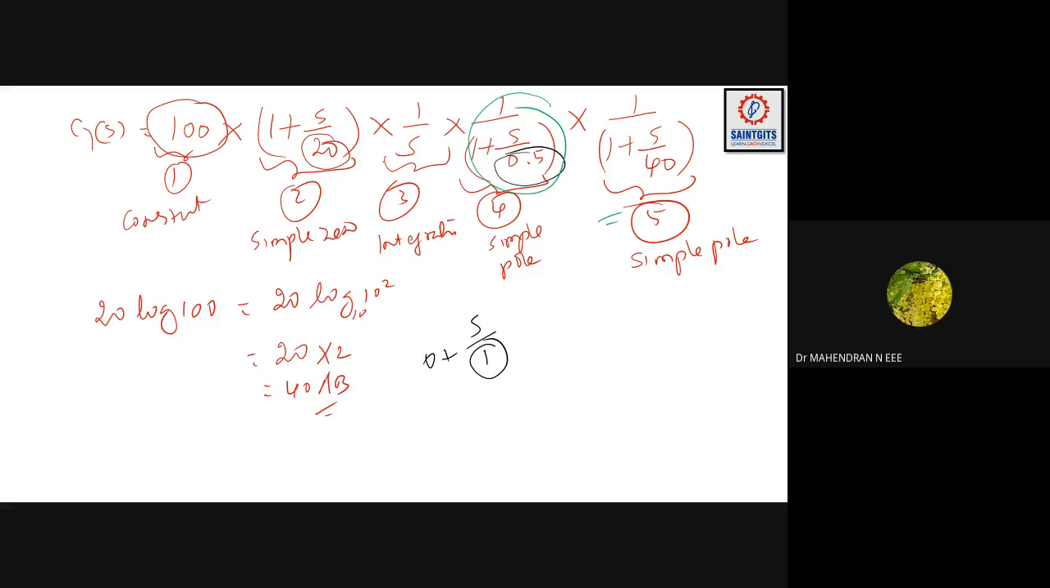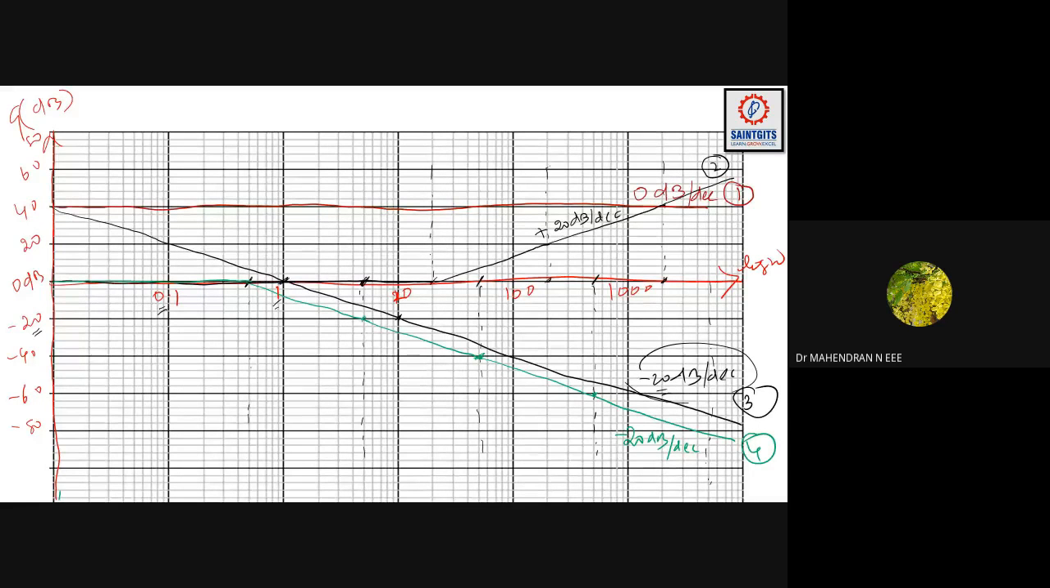Then the fifth term, 1 divided by 1 plus s by 40. 40 is your corner frequency. Where is 40? 10, 20, 30, 40 here. This is 40, and 400: 100, 200, 300, 400 here, and 4000: 2000, 3000, 4000 here. So this should be extended like this, and this will be extended like this. So I can say it is 1 plus.